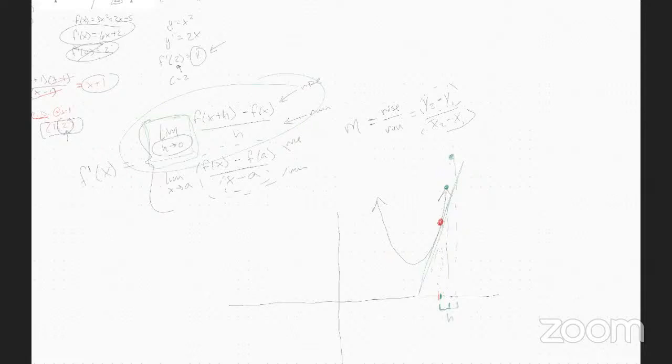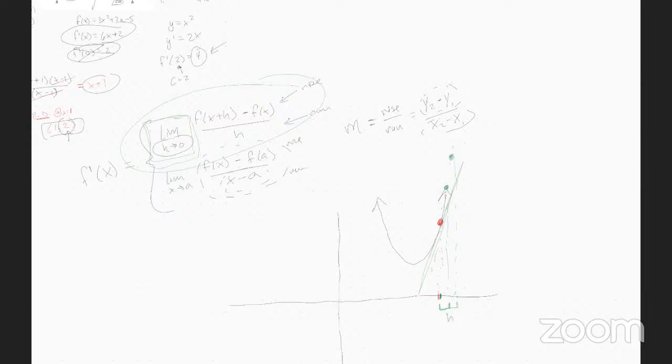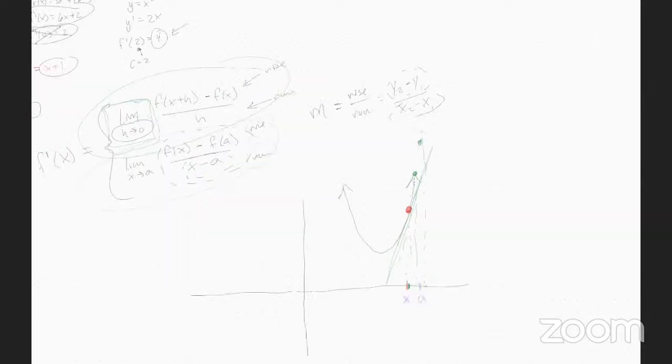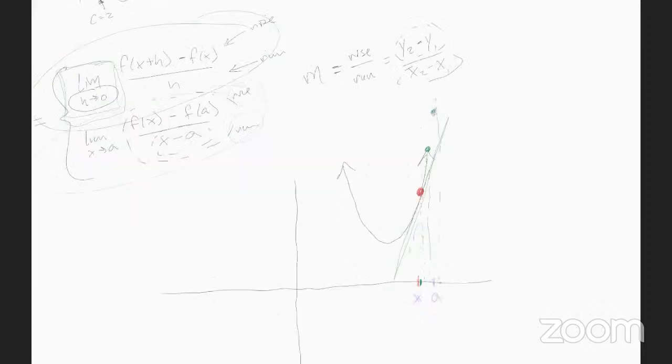The other way you could think of it, I'll do that in purple. You're taking the rise and the run, and instead of using h, you're using x and you're using a. Here's x right here, and here's a right here. It's the same concept, just written in a different way. And what are you doing with x and a? What's this the limit of? It's the limit as x does what? The limit as x gets closer to a.